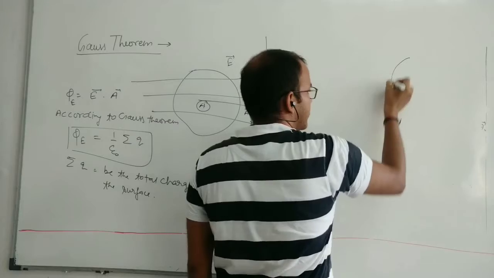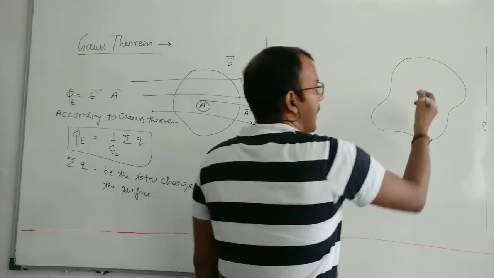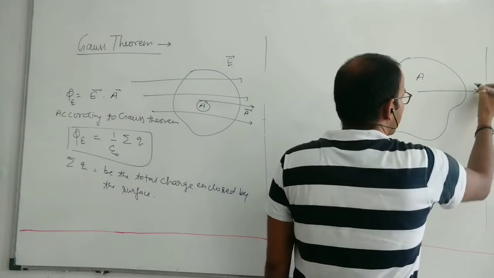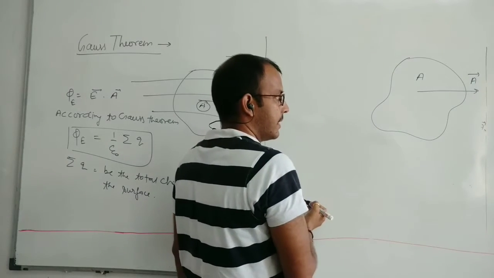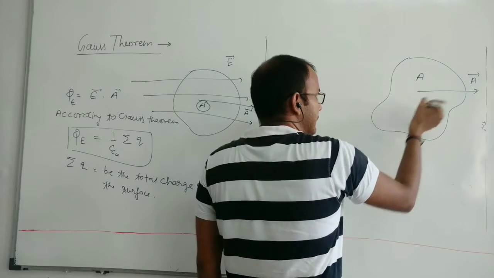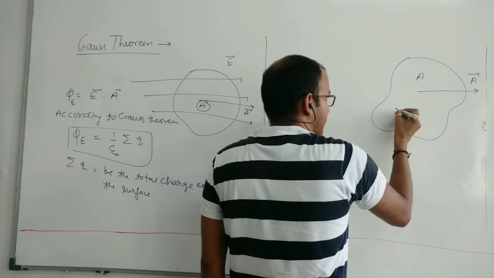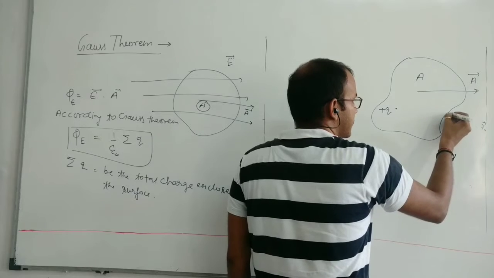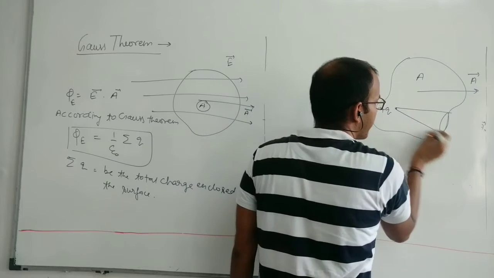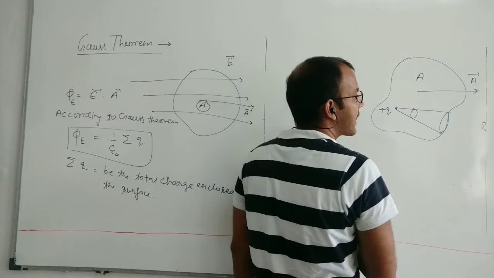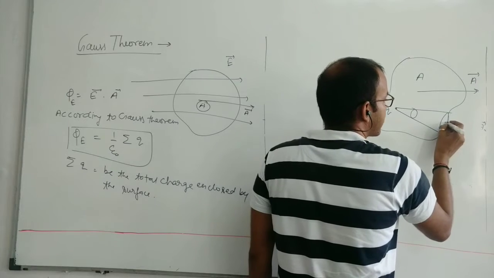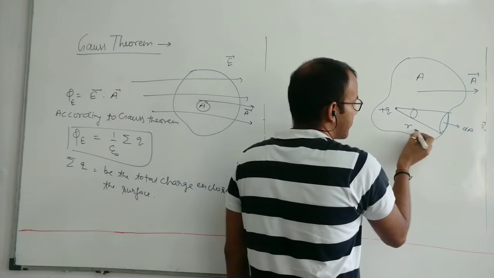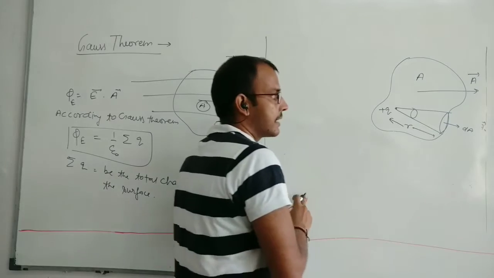Suppose a closed area whose magnitude is capital A and areal vector acting outward, that is vector A. We can take a positive plus Q charge inside this area element, that is suppose this is the positive charge plus Q situated inside this area, and this is an area element making a solid angle, and the direction of this area element is dA outside from this area, and the distance between this area element to the positive charge is small r.